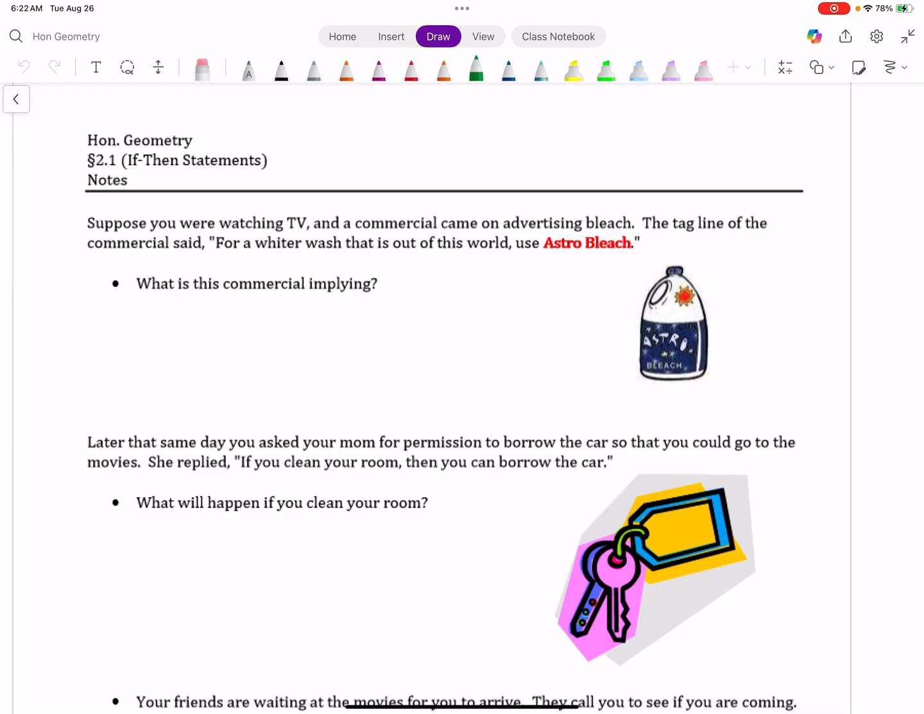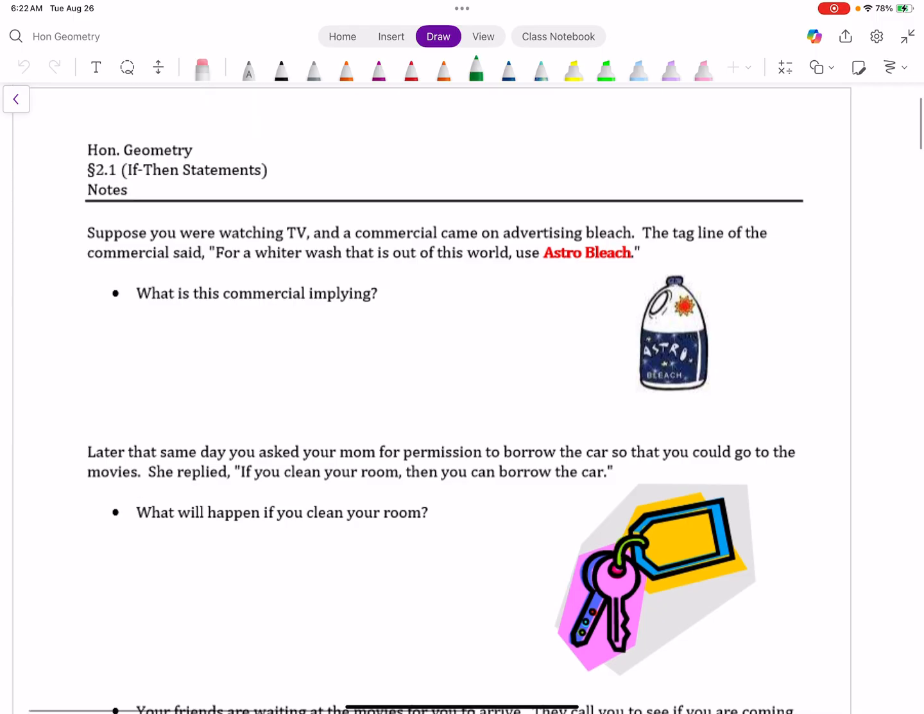So suppose you're watching TV and a commercial came on advertising bleach, and the tagline of the commercial said, "For a whiter wash that is out of this world, use Astro Bleach." So what is this commercial implying? It's basically saying that if you use Astro Bleach, your clothes will be whiter. That's what they're implying.